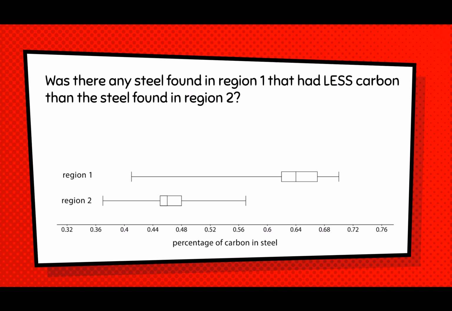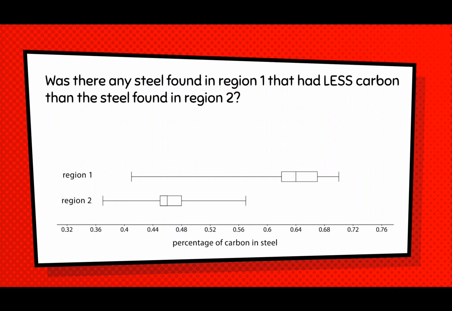Was there any steel found in region 1 that had less carbon than the steel found in region 2? So again, pause, take your shot at doing the problem, and then listen to mine. So what we already said was that at least 75%, or 3/4 of the steel in region 1 was greater than any of the steel found in region 2, because all 3 of these sections are greater than any part of region 2's graph.